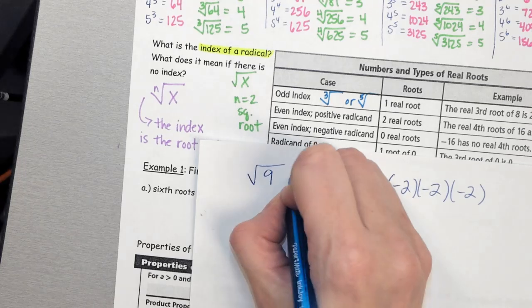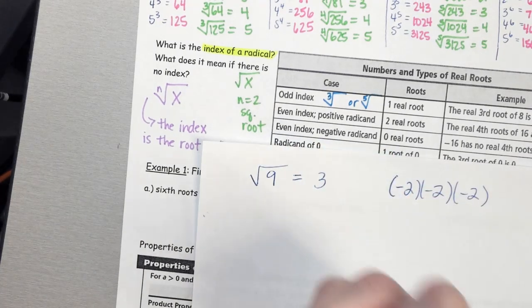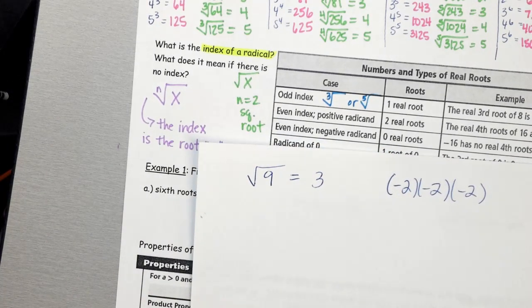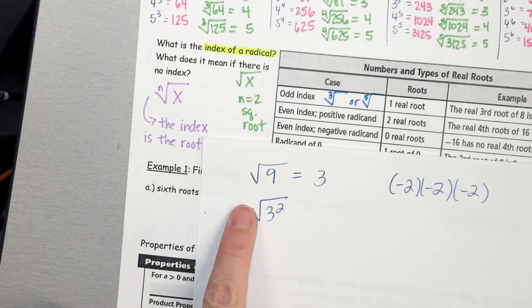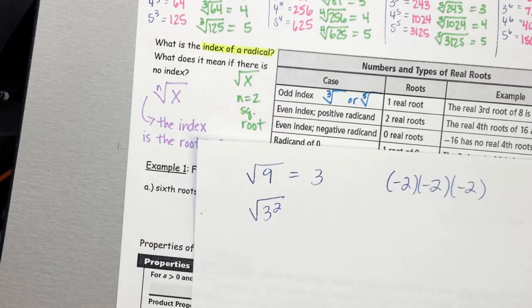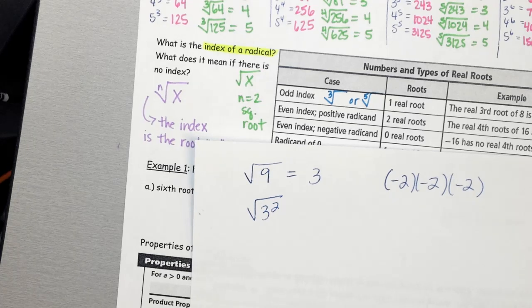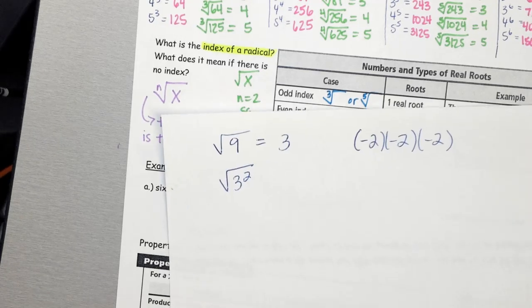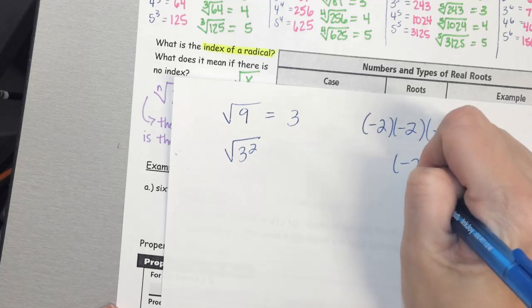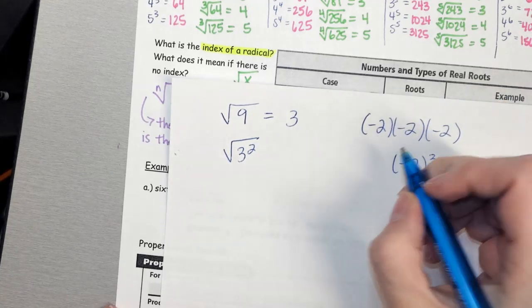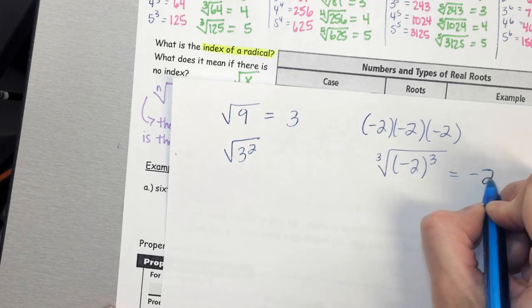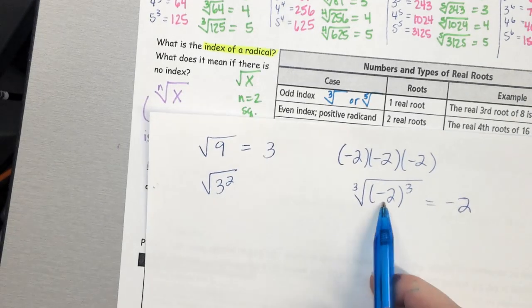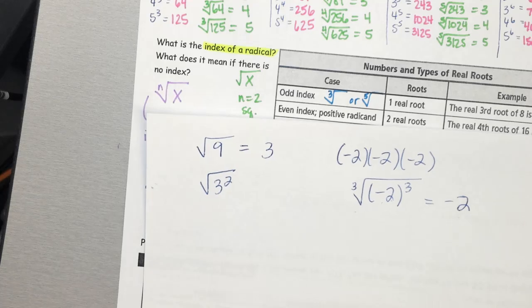What is the square root of 9? 3. Do we know why the square root of 9 is 3? Yep. So 3 squared. This is a root and a power. They are inverses. Inverses undo each other. Okay? So if you have negative 2 to the third power, you take the cube root of that, you're left with negative 2. That's how it works with the negative 8. Okay? The cube root of negative 8 is negative 2.